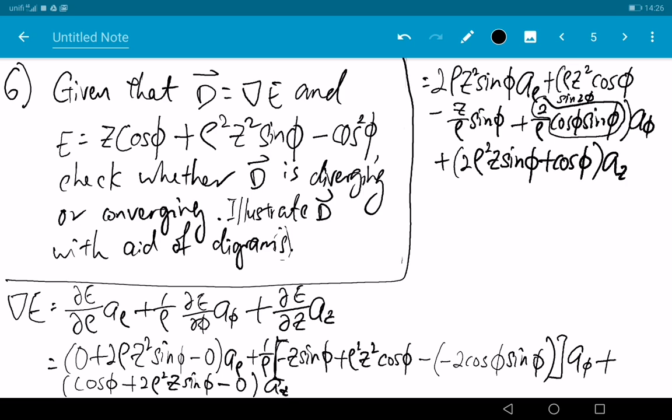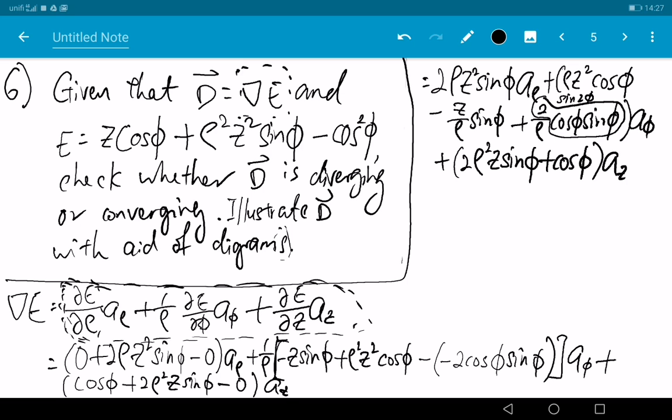First of all, we want to find the divergence of D, but the vector field D is not available. Given that the vector field D can be found through the gradient of the scalar field E, never mind. First, we try to find the scalar field E for the cylindrical coordinates, and then we do it term by term.